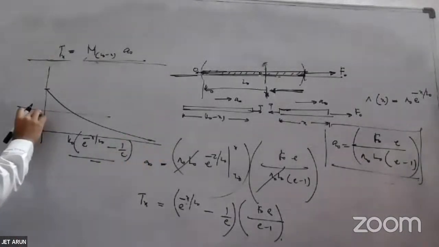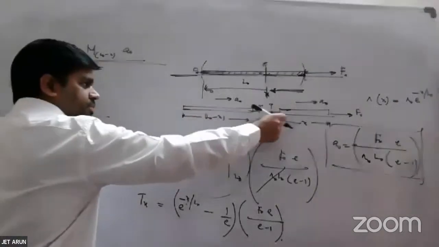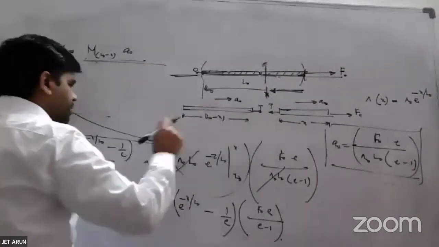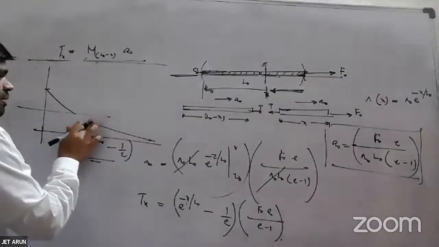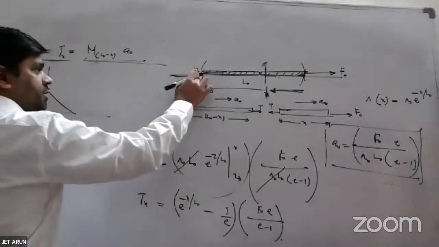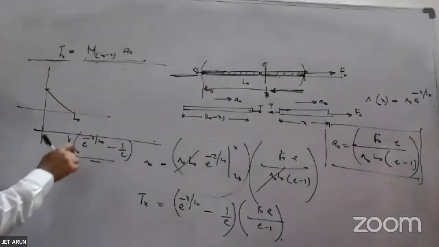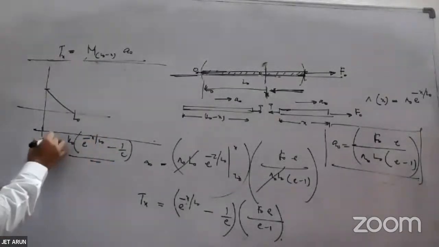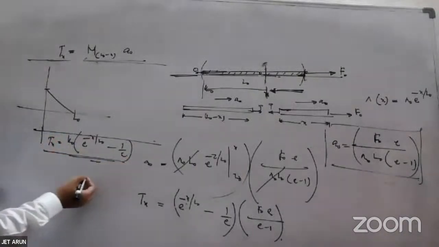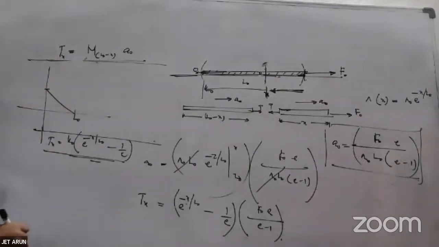But tension cannot be negative. It's always a pulling force. So if I consider this to be positive, tension is going to be pulling force always. So tension becomes 0 over here. Beyond this, there's no tension at all, because tension becomes 0 at this point, at x is equal to L. Look at this, at x is equal to L, what do we get? E power minus 1 minus e power minus 1, which is 0. So tension at x is equal to L is 0.